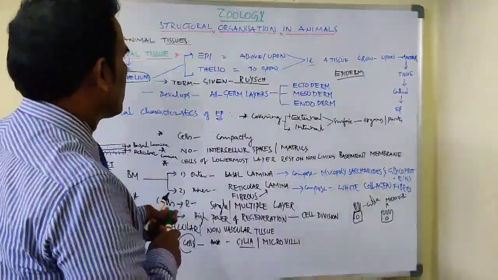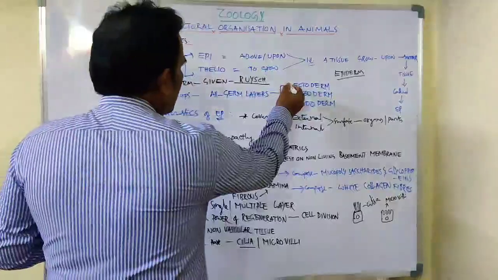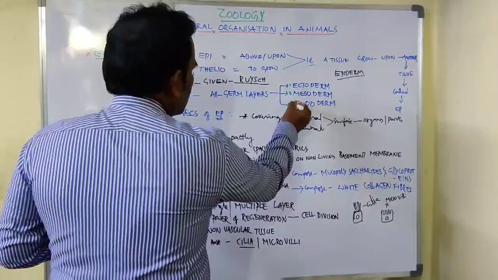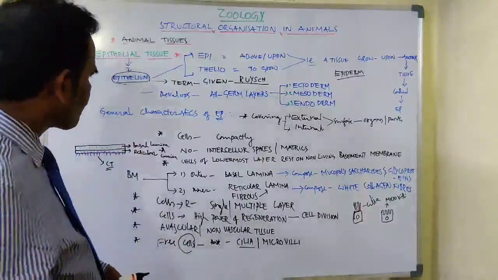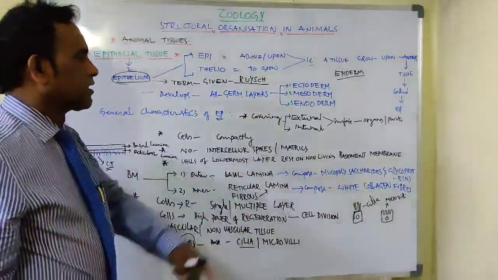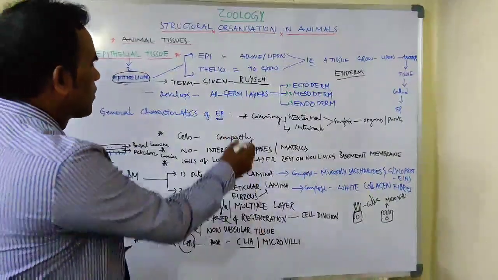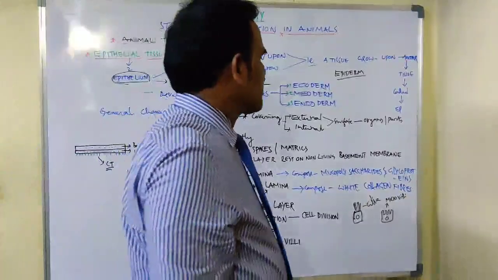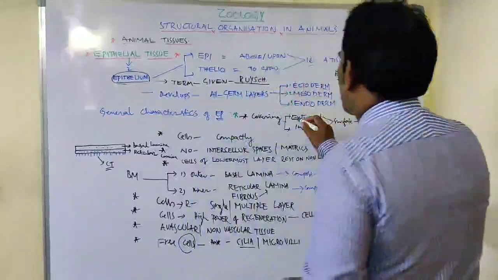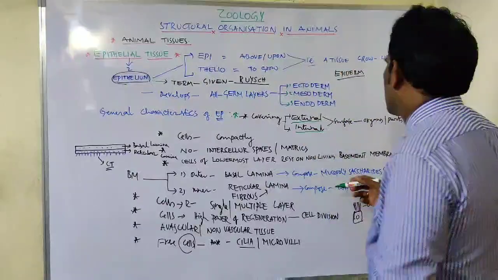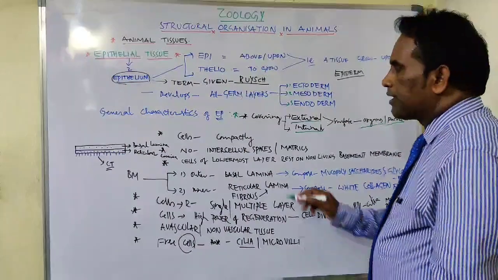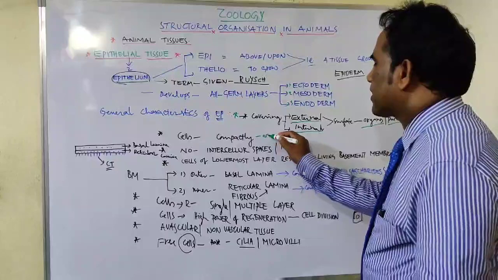I hope you understand now. So that means it originates from all three germ layers: ectoderm, mesoderm, and endoderm. Now the general characteristics. As its name tells us, epithelium covers the external and internal surfaces of the organs or parts of the body. Cells are arranged compactly.